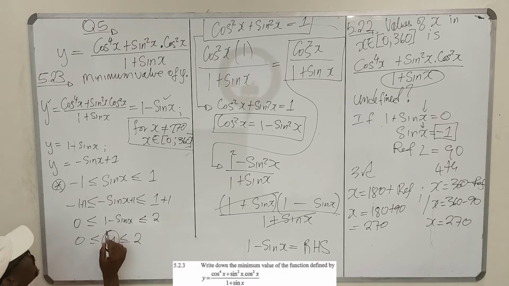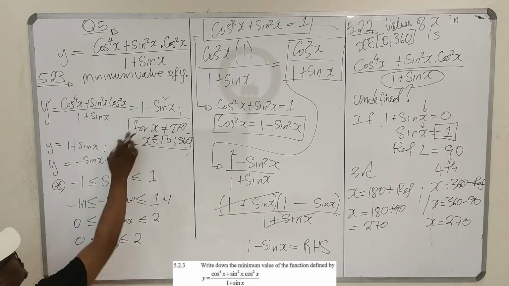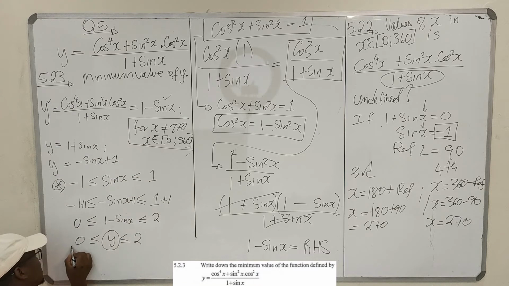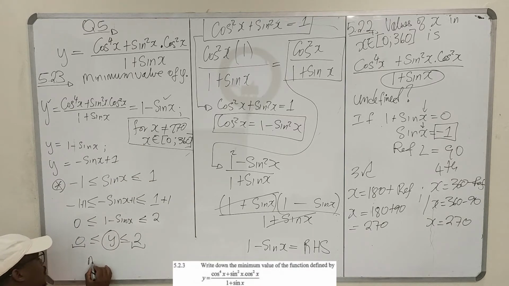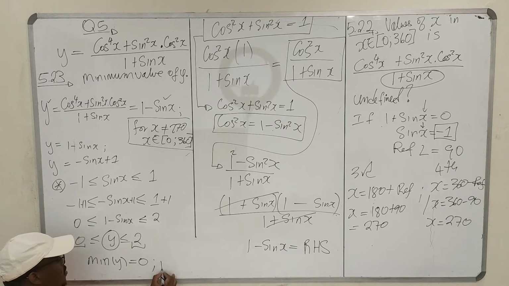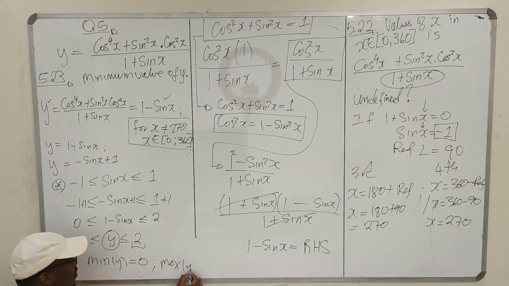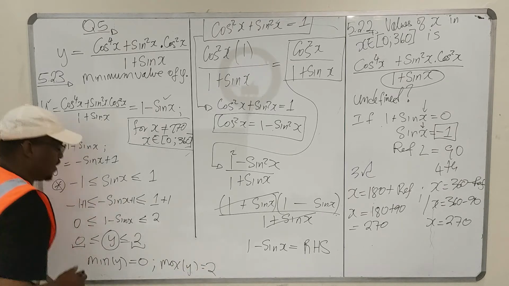So this is your function, which is this thing here. This is its minimum value of the range, and this is its maximum value of the range. So your minimum value of y is equal to 0, and your maximum value of y is equal to 2. Done.